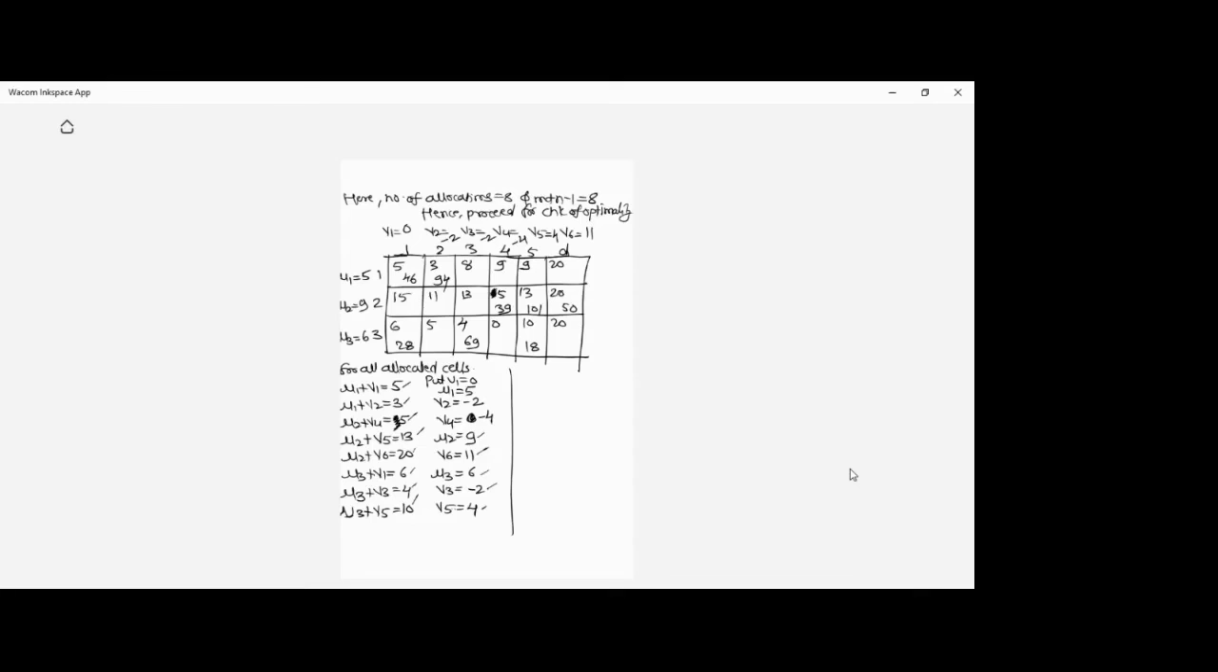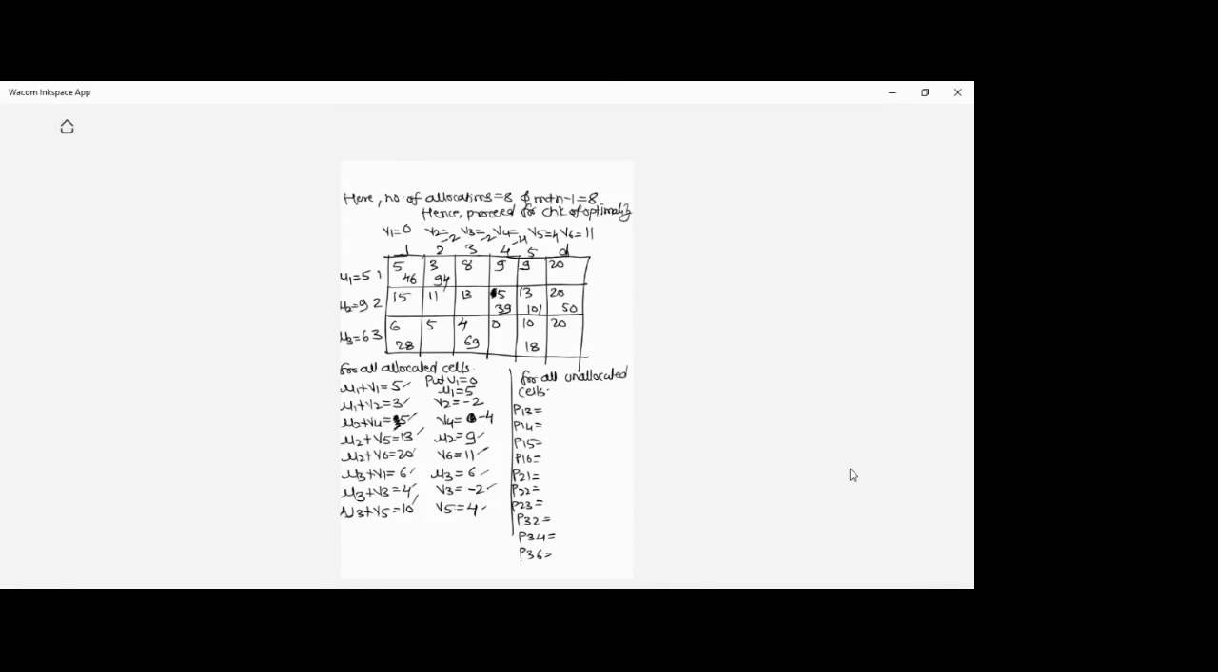So for all unallocated cells, what we are going to do is find out the Pij values. Firstly, it will be for P13, P14, P15, and P16. Then P21, P22, P23. Then P32, P34, and P36. All these values we are going to solve.